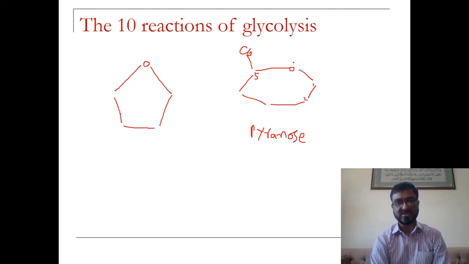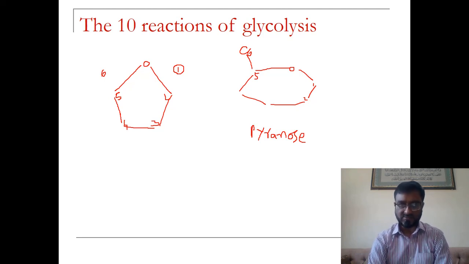This was the 6-ring structure, that was called pyranose. This is called the furanose. In this, the first carbon is outside the ring. The second carbon is here, the third carbon is here, the fourth carbon is here. This is the fifth carbon, and the sixth carbon is again out of the ring structure. So this is the furan.